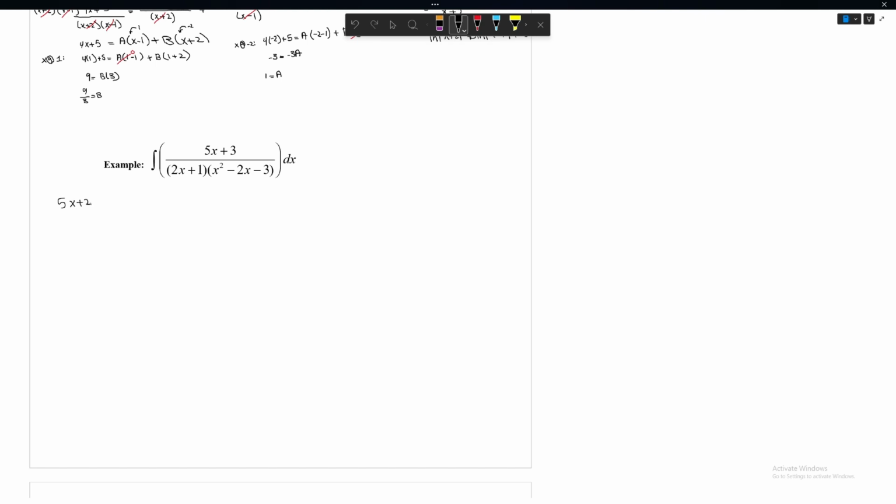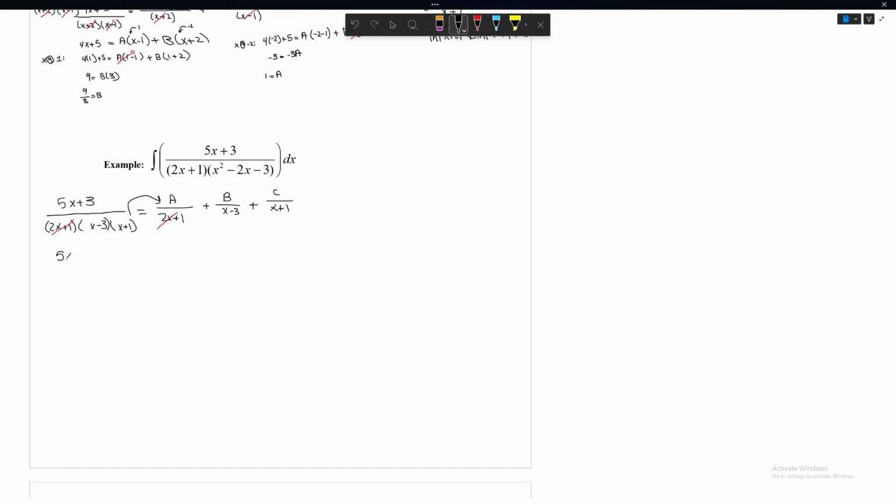So now what I'll say is 5x plus 3. And what I'm going to do is I'm going to factor this. So 2x plus 1 stays the same. This quadratic turns into x minus 3 and x plus 1. All right. I'm going to say this equals a over 2x plus 1, plus b over x minus 3, plus c over x plus 1. Now cross multiply. And you see, when I cross multiply this by that, I'll get these two to cancel out.